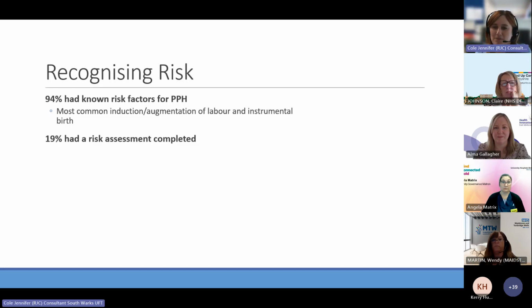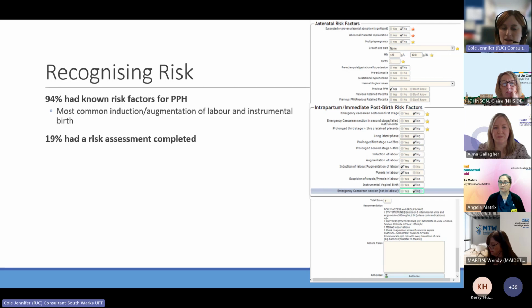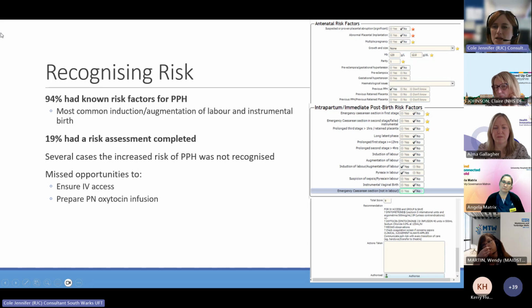But only 19% of women had had a risk assessment completed when they were admitted for labour or for their planned birth. We used an electronic note system, the Badgernet system, and that does come with a pre-built-in PPH risk assessment tool, which we ask all staff to complete for women when they're admitted, either in labour or for their planned birth, be that caesarean or induction. Essentially you tick whatever risk factors they may have, and it does come up with advice on how to manage those women at a higher risk. So things around having IV access or having a postnatal oxytocin infusion.